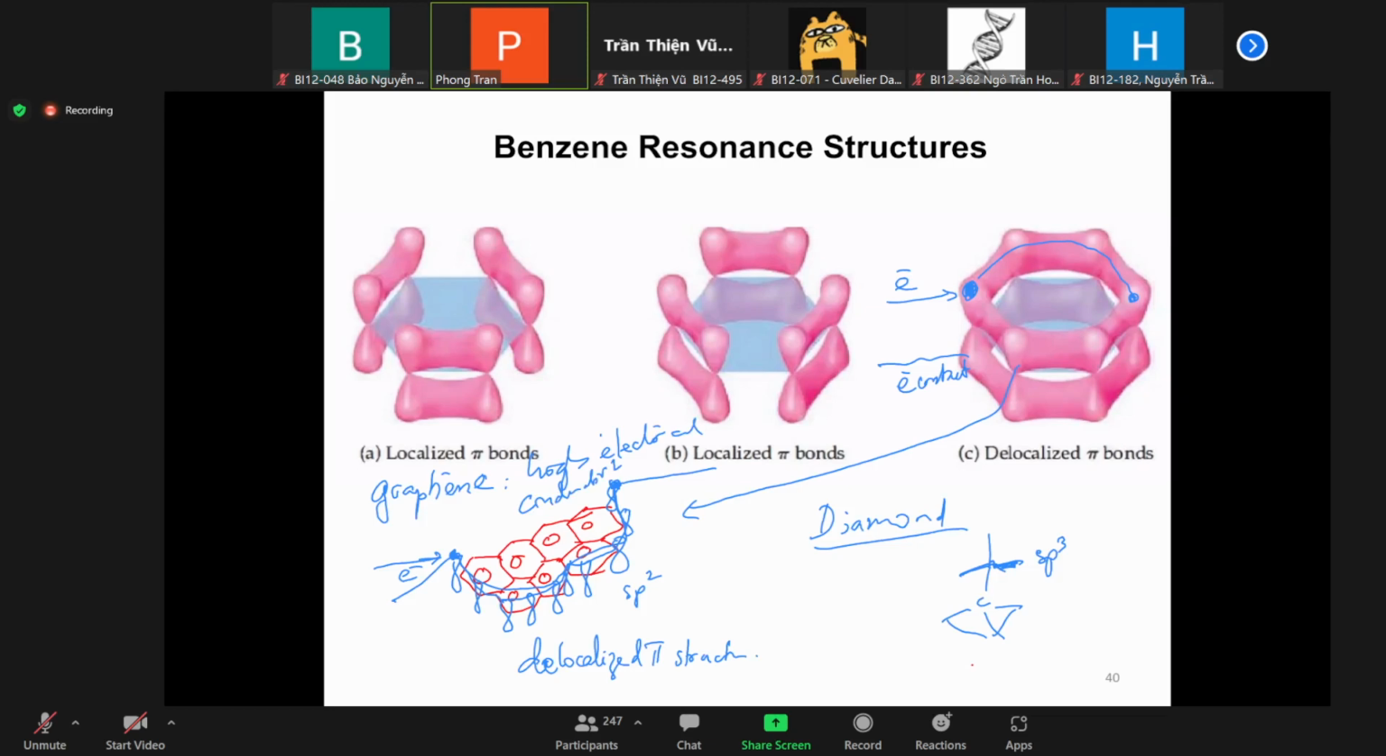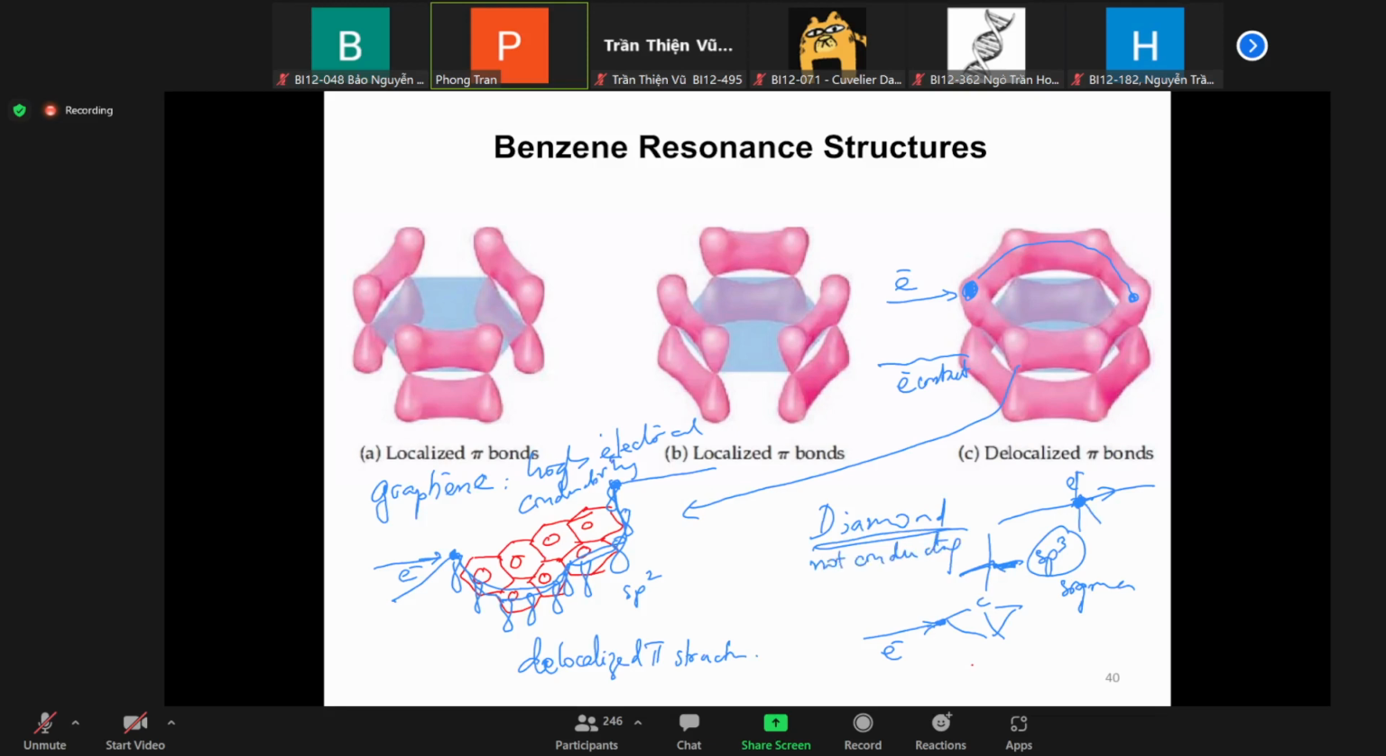For the case of diamond, you have only sp3 like this and only sigma bonds. You don't have this delocalized pi bond structure. So if you put the electrical contact here, you put the electron here, it takes huge difficulty to make the electron get out from this position to another carbon like this. So that's why diamond is not conducting.